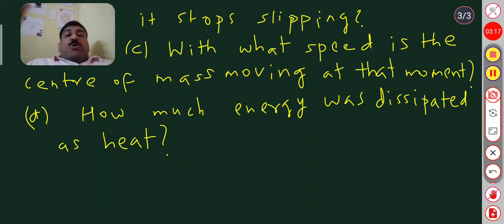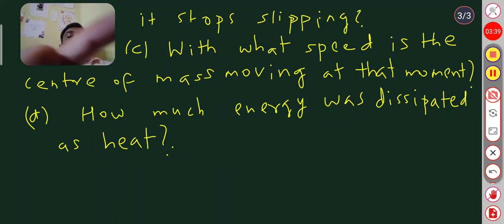You know that when friction is acting, there is slipping of the flywheel. The flywheel will slip on the floor. With what speed is the center of mass moving at that moment? At which moment? At the moment when it stops slipping. What is the speed of the center of mass? How much energy was dissipated as heat? That is what is asked here.